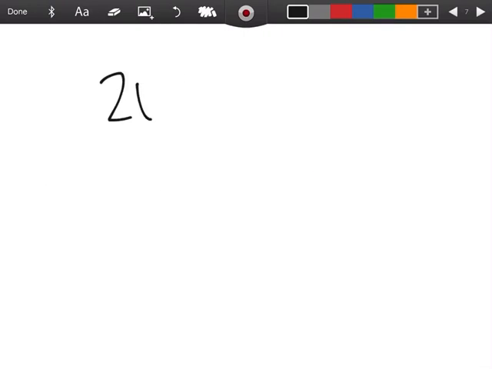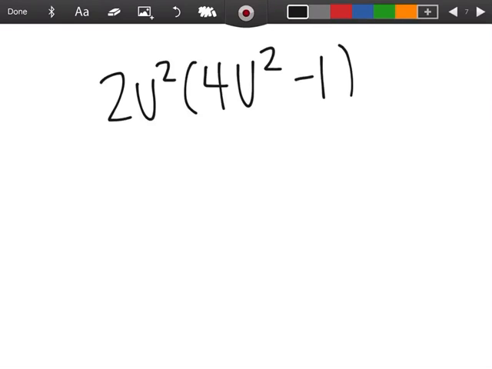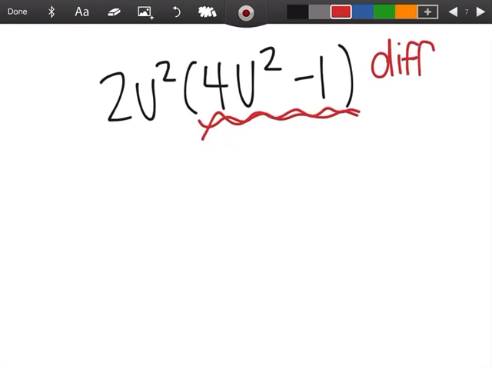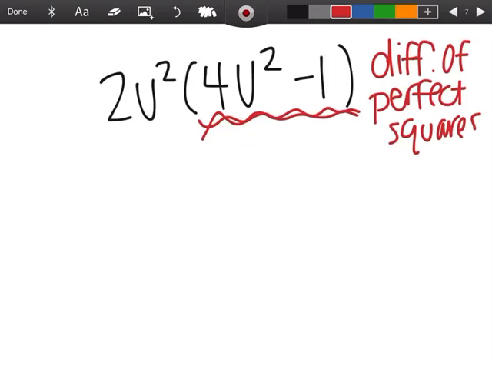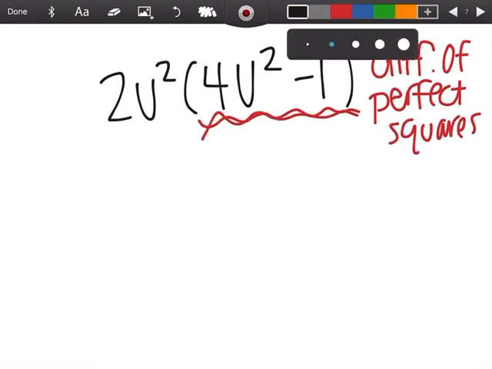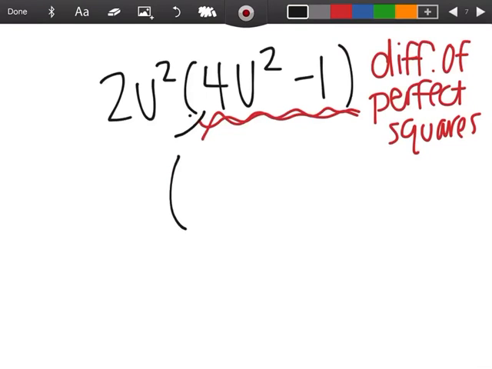This is not done, and that's going to be an important thing to recognize with this, is that this can keep going. When you look in this quantity, this is called the difference of perfect squares. And off the top of my head, I think we've done this before, maybe back when we were working with polynomials and quadratics.